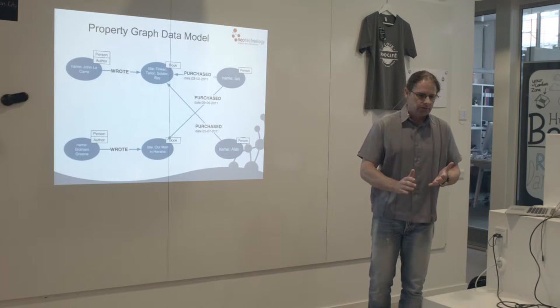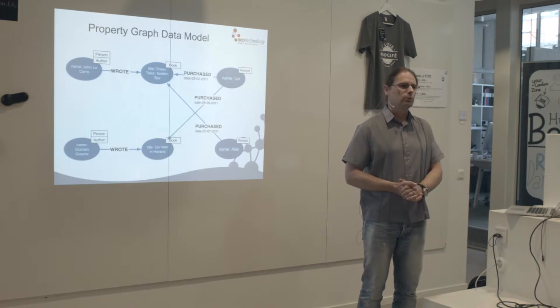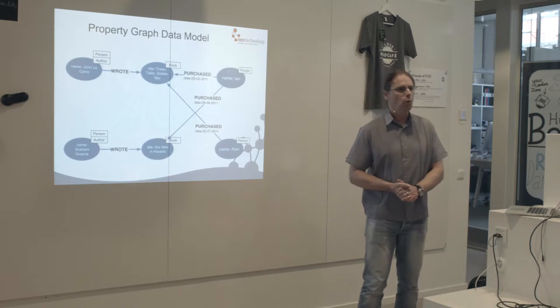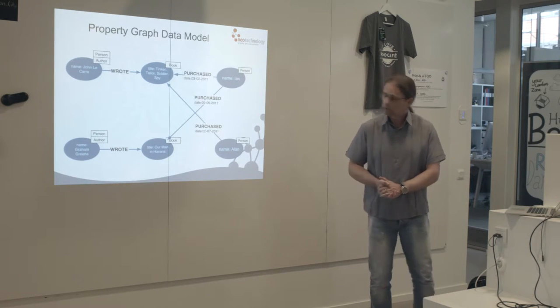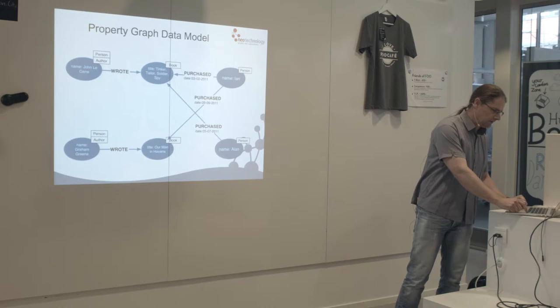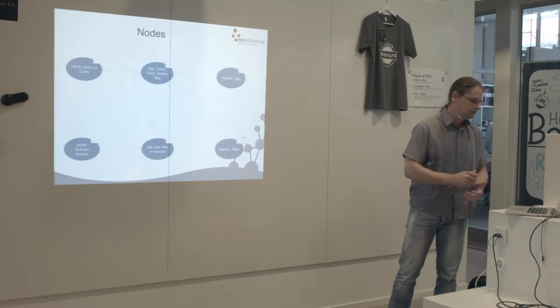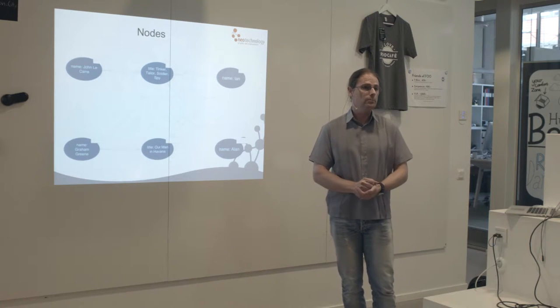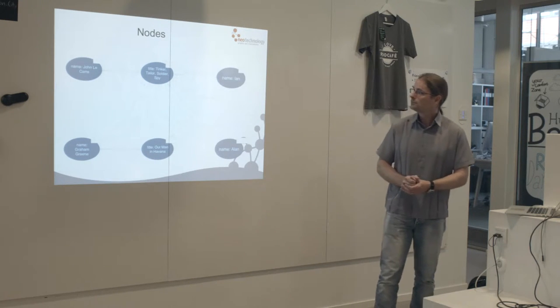And Neo4j follows a particular type of graph called a property graph data model that has four main components, which I will go through step by step. The first one are these nodes. So these are the objects you'd put data on, perhaps, elements of your model.